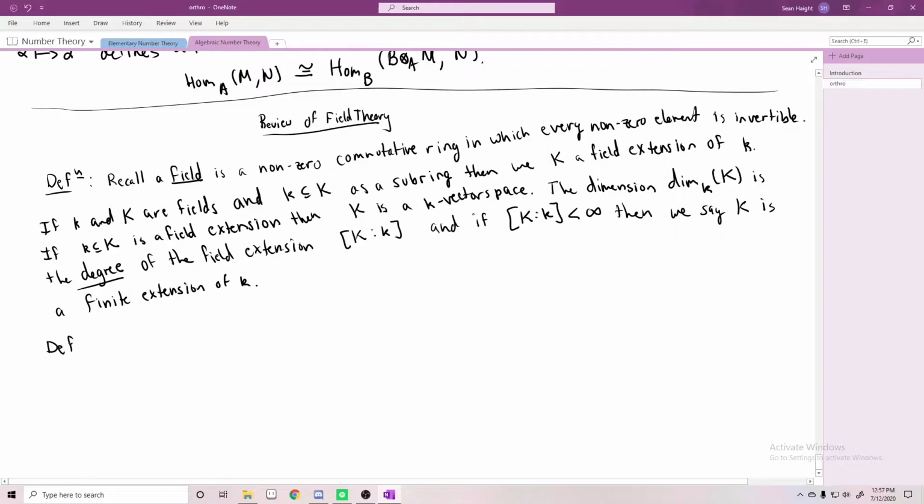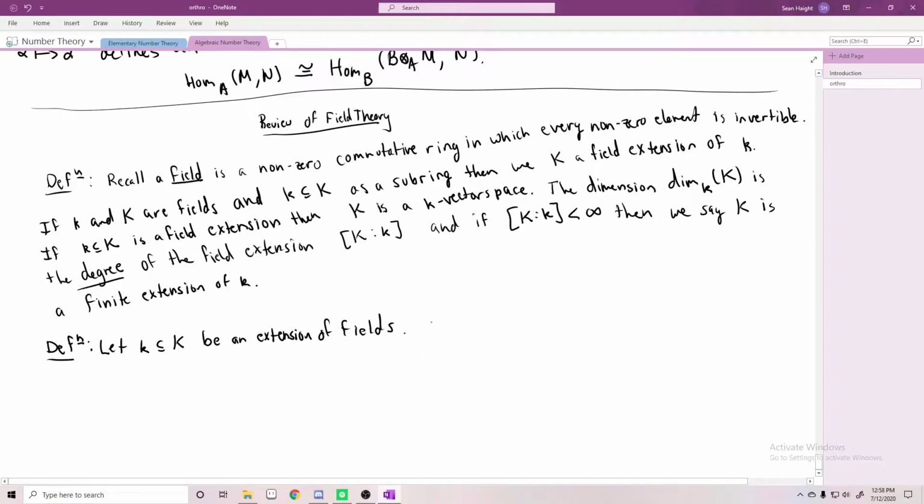The main thing I need to tell you about is what it means for a field extension to be separable. So hopefully this should all be review. So I'm going to let little k in big K be an extension of fields. First, to define separability of fields, I need to tell you what it means for a polynomial to be separable, and then I need to tell you what it means for an element to be separable.